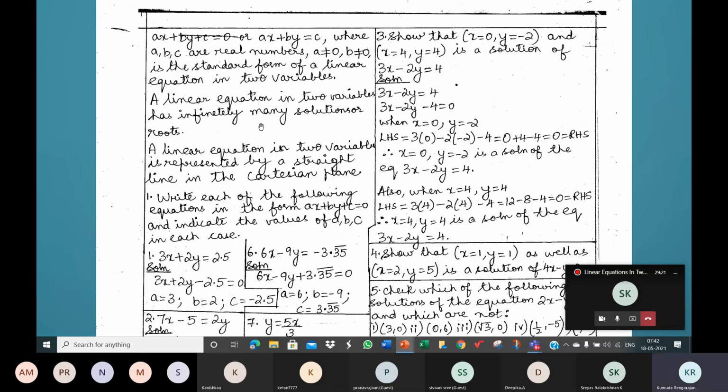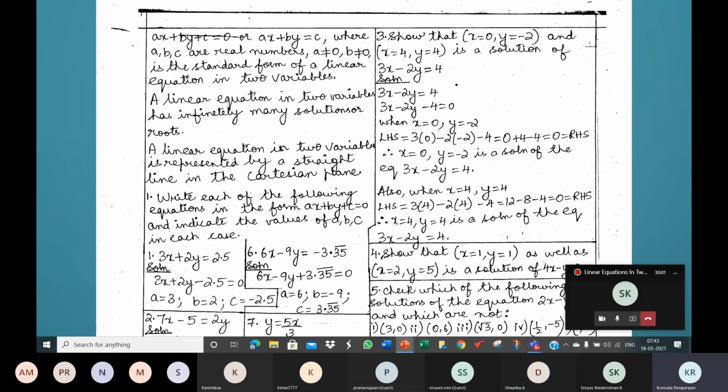Let us take up some examples, like we just had some. See this one: 3x minus 5y is equal to 7, or 3x minus 5y minus 7 is equal to 0. There is this x term and y term. The powers of x and y are 1, so it is linear. This is an example of a linear equation in two variables x and y.